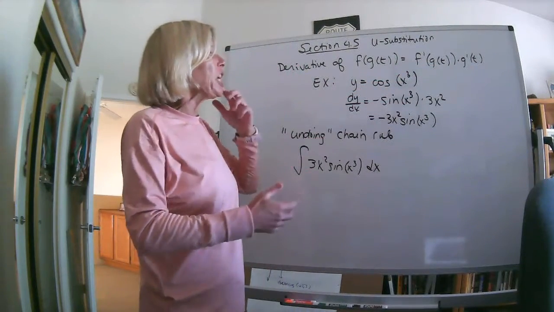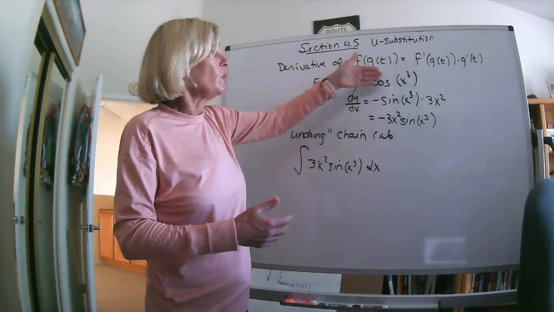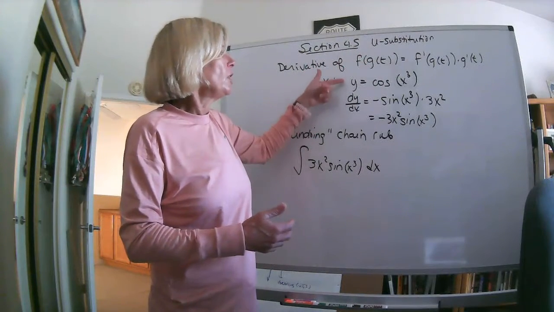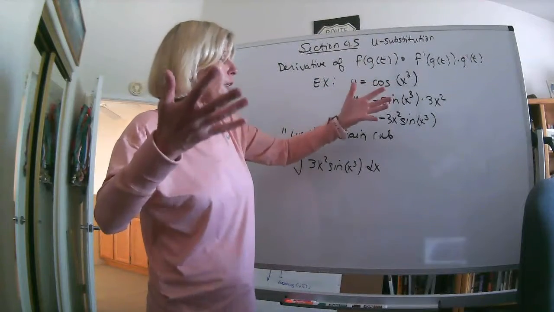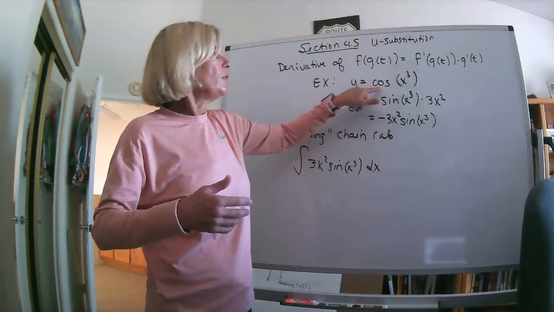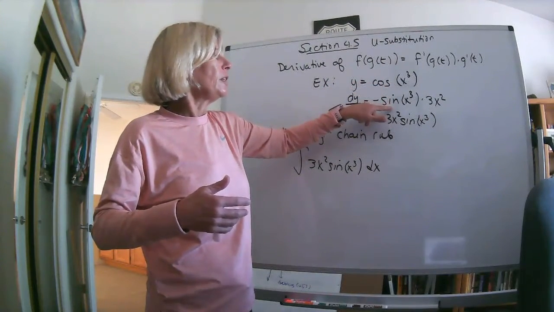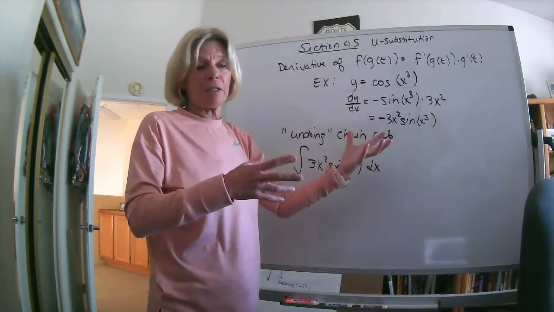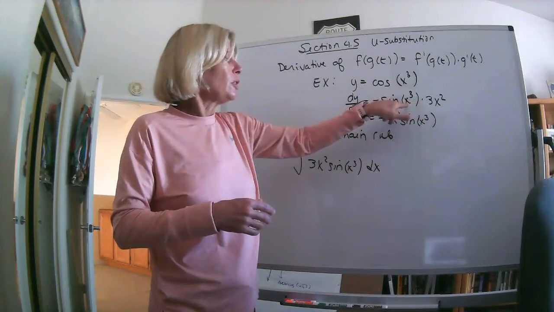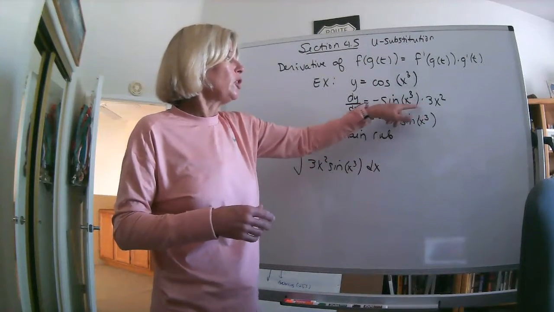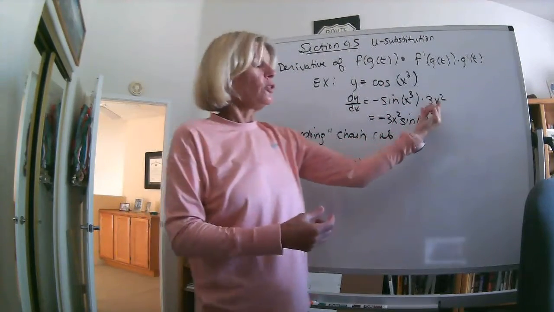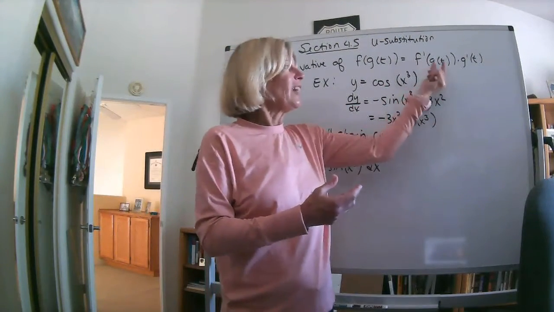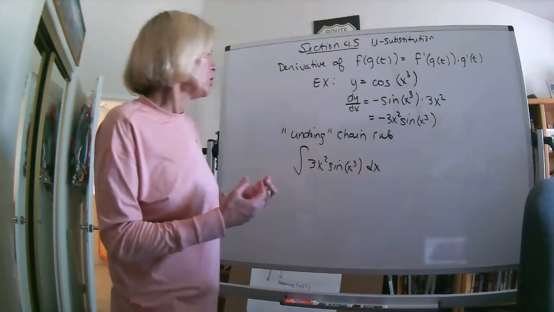If I have an example with y equals cosine of x cubed, the derivative of y with respect to x, again I start on the outside. The derivative of the cosine is negative sine of x cubed times the derivative of x cubed, which is 3x squared. And I just write that out in front. The 3x squared is the inside or the composite part of the function.